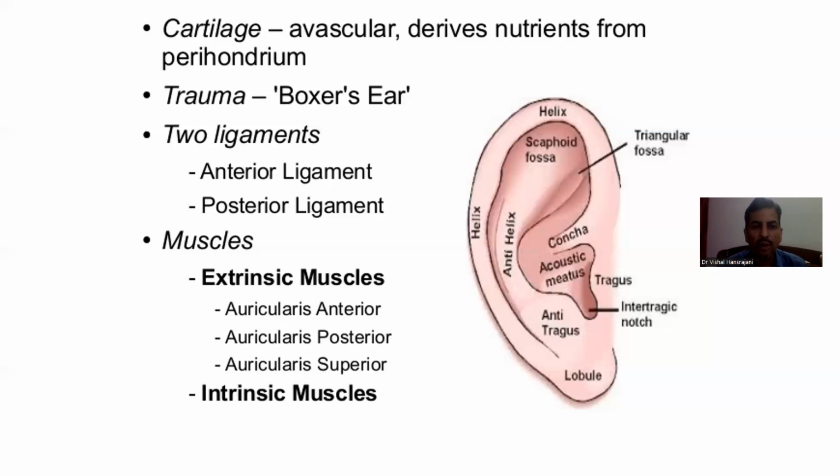There are two ligaments attached to it, the anterior ligament and the posterior ligament. There are many extrinsic muscles in the pinna: the auricularis anterior, the auricularis posterior, and the auricularis superior. But mostly they are vestigial in human beings. And there are some interesting muscles also.